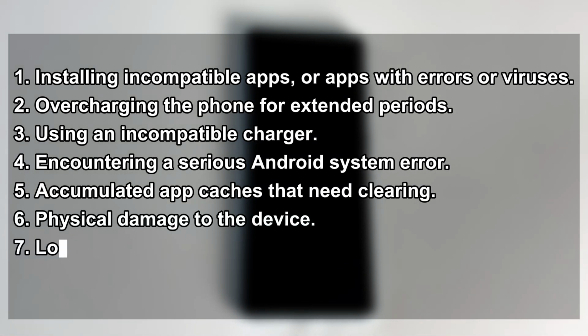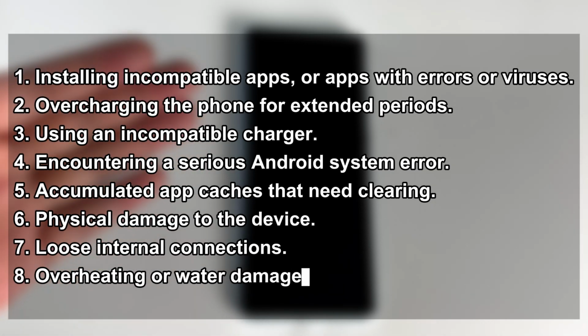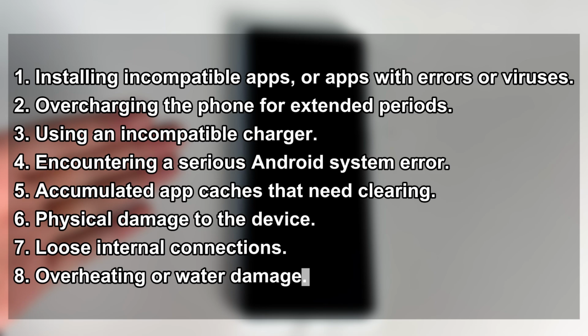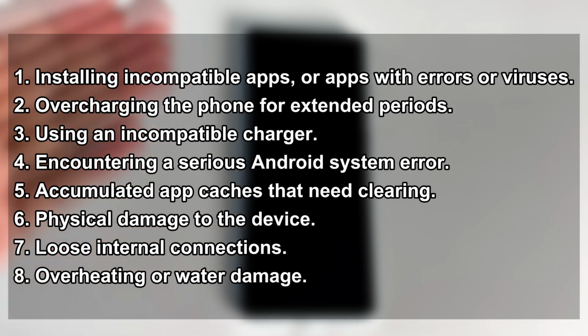6. Physical damage to the device. 7. Loose internal connections. 8. Overheating or water damage. So, how to fix black screen on Android phone? Don't worry, there are 3 useful methods for you to fix the Android black screen of death problem. Let's check how they work.